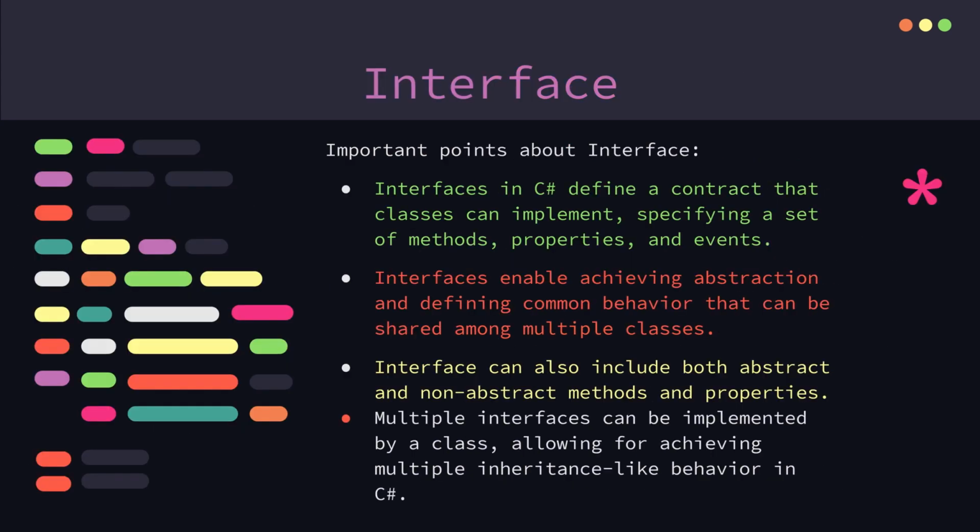Let's have a look at the important points about interface. Interfaces in C# define a contract that classes can implement, specifying a set of methods, properties, and events. Interfaces enable achieving abstraction and defining common behavior that can be shared among multiple classes. An interface can also include both abstract and non-abstract methods and properties. Multiple interfaces can be implemented by a class, allowing for achieving multiple inheritance-like behavior in C#.